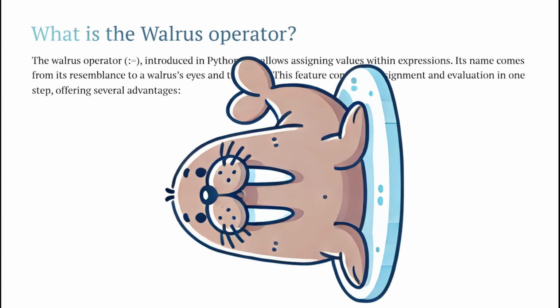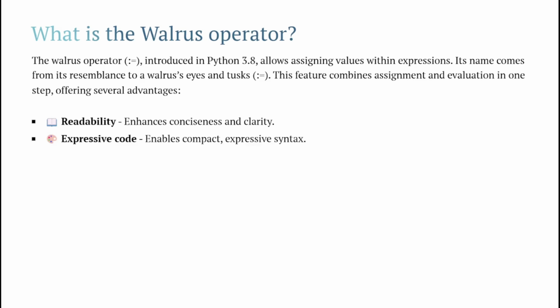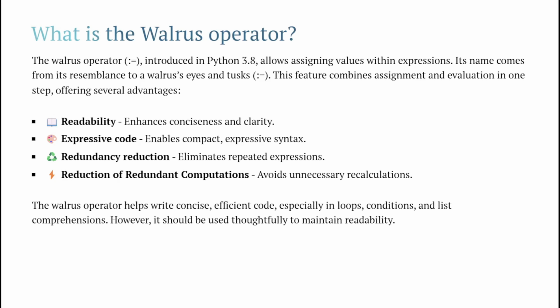We will later go through and code some of the advantages of the Walrus operator, which are: readability, which enhances conciseness and clarity; expressive code, which enables compact, expressive syntax; redundancy reduction, which eliminates repeated expressions; and reduction of redundant computations, which avoids unnecessary recalculations. The Walrus operator helps write concise, efficient code, especially in loops, conditions, and list comprehensions. However, it should be used moderately and only when it makes sense, makes the code more readable, and is appropriate.